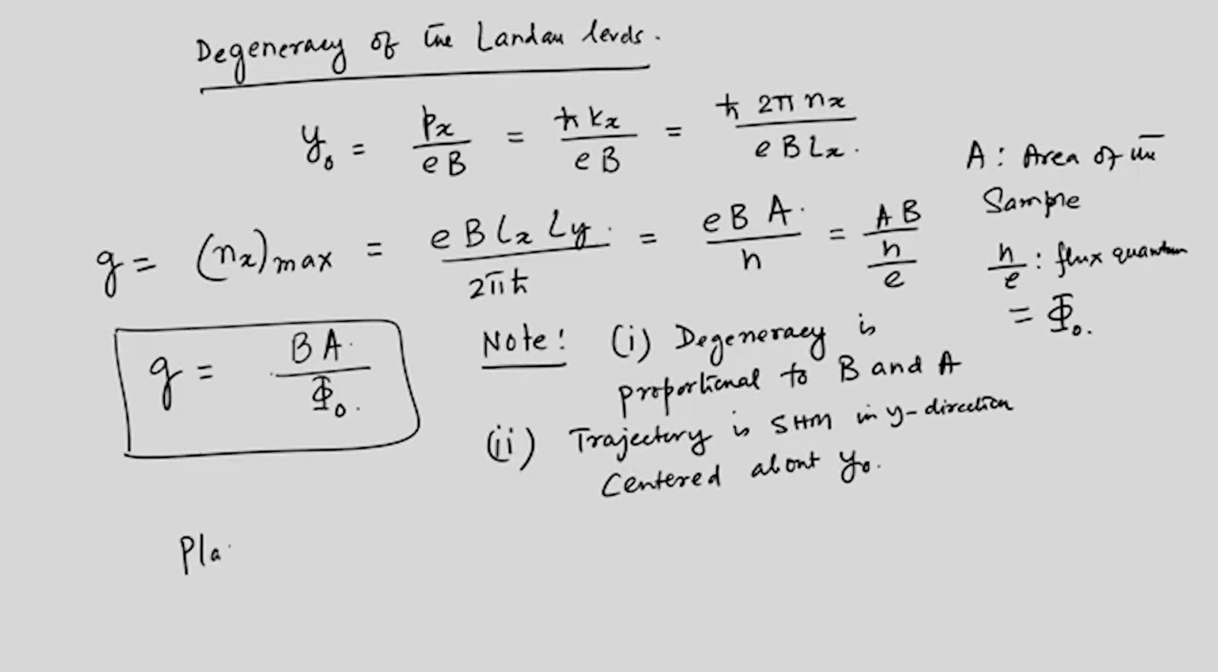The similarity is that the Hall resistivity shows plateaus in multiples of h over e square. So, h over n e square or something, where n is an integer. Okay. So, consider the density of carriers to be n 0.